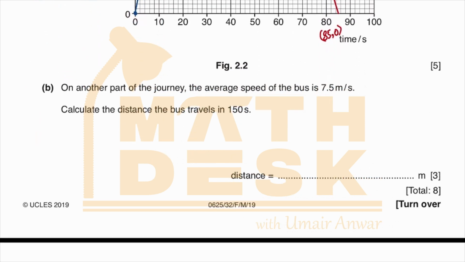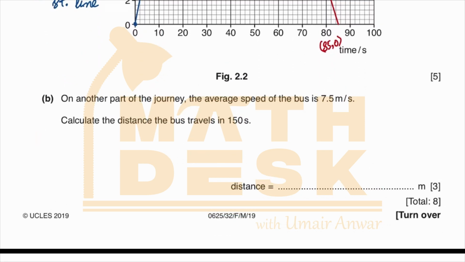The next part says, on another part of the journey, the average speed of the bus is 7.5 meters per second. Calculate the distance the bus travels in 150 seconds.